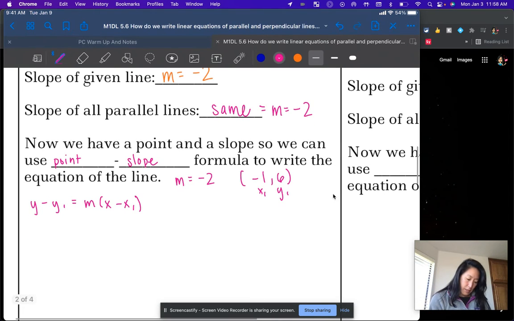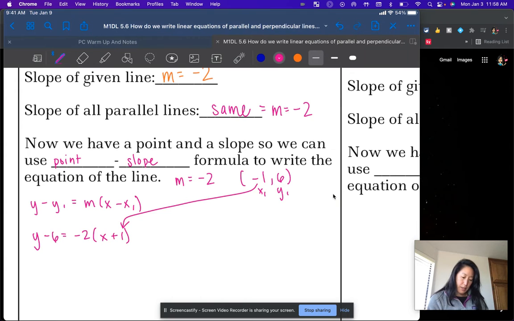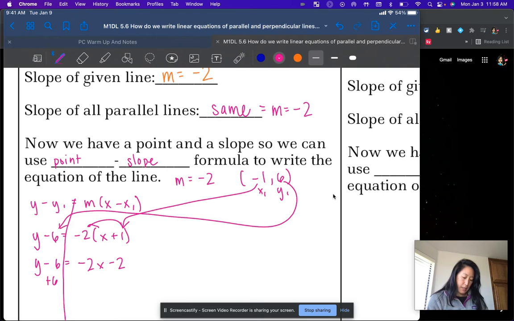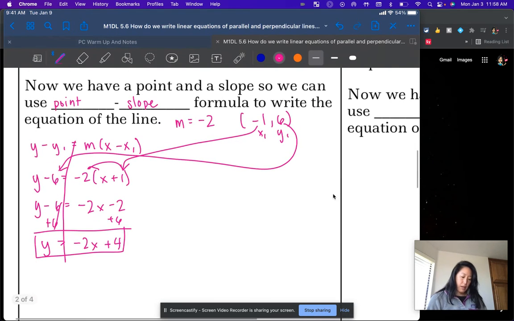All right, so we're going to start filling this in. I have y minus 6 is equal to negative 2 times x plus 1. So we plugged in the opposite of negative 1, which is positive 1. The opposite of 6 is negative 6. So I have y minus 6 is equal to, we're going to distribute the slope, negative 2x minus 2. And then to isolate y, we just add 6 to both sides. So we get y is equal to negative 2x plus 4. And that would be the equation of the parallel line to my given line.